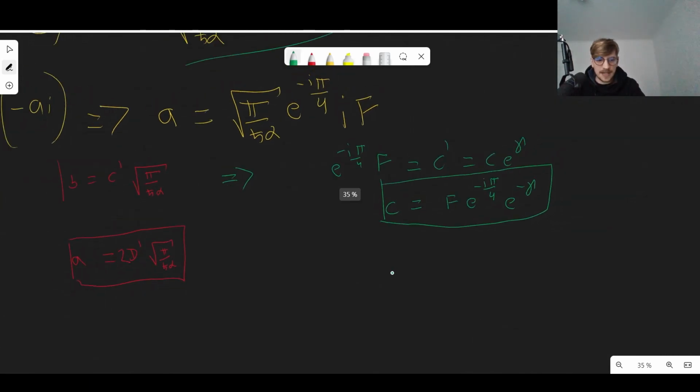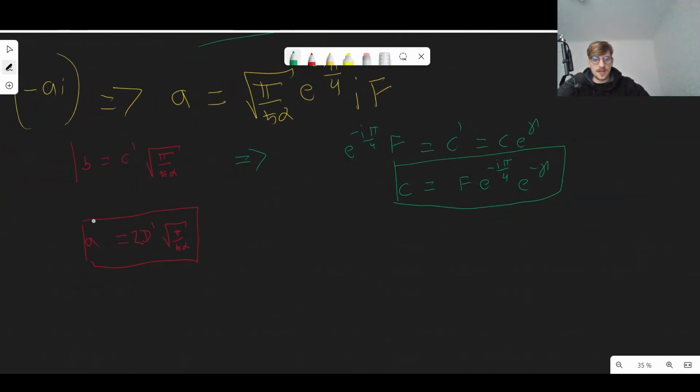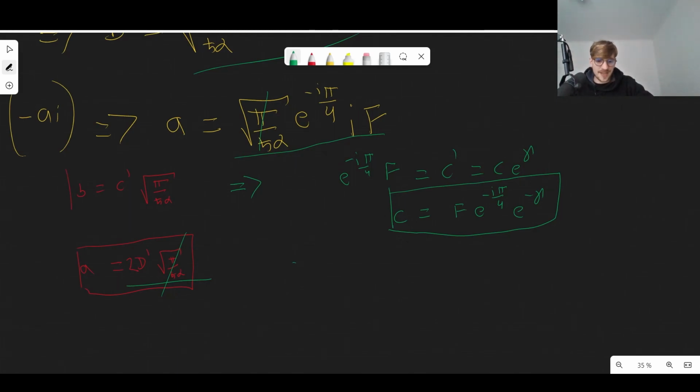Now, let's do the same thing, but for D. So we need this thing right there. A is this, and it's also this, so let's set them to be the same. Now, of course, the square roots cancel out, so no need to write them down. So we get that 2D prime is equal to e^(-iπ/4) times iF, and of course, since D prime is D times e^(-γ), we get that this is 2D e^(-γ).